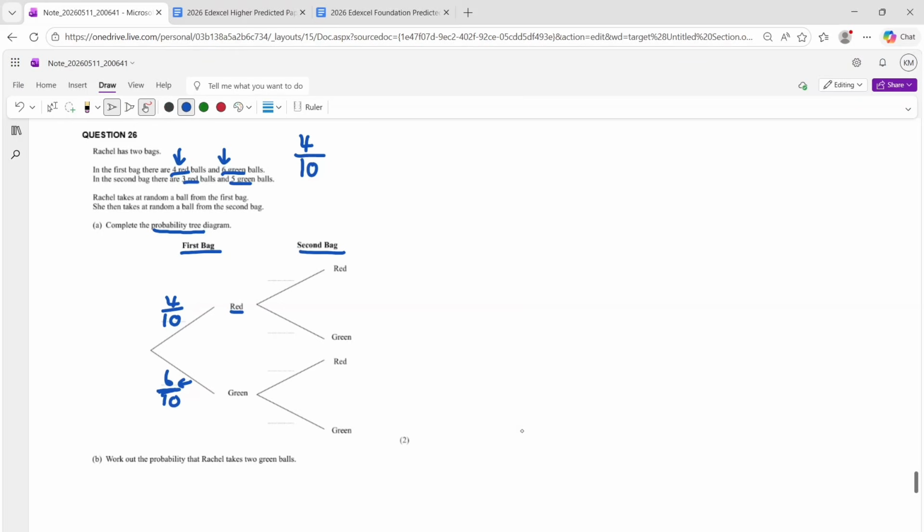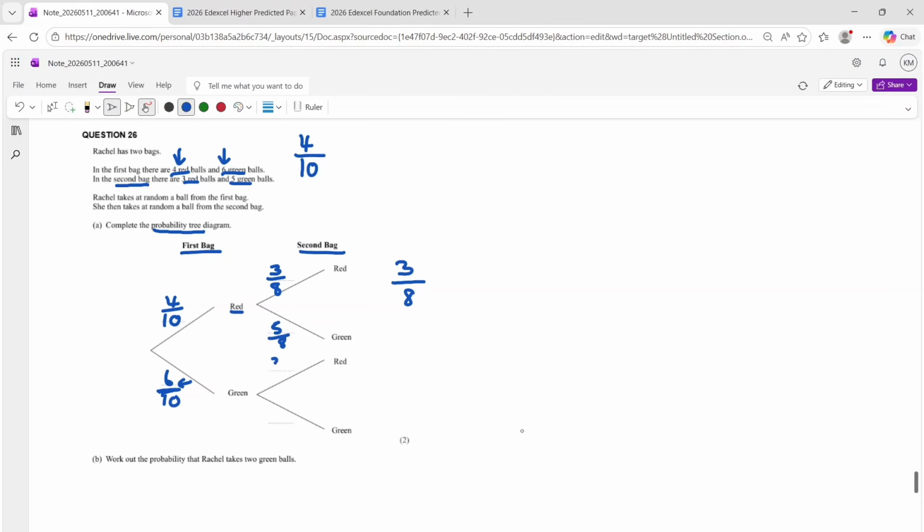Right, now these 2 here are all to do with my second bag. So these 2 sets of branches, this set of branches here is going to be the same as this set of branches here. And each set of branches has to add up to 1, because that's the maximum you can get for probability. So I am told in the second bag there are 3 red and 5 green. So that means there's a total of 8 this time, because 3 red and 5 green is 8. So the probability of a red is 3 out of 8 and a green is 5 out of 8.